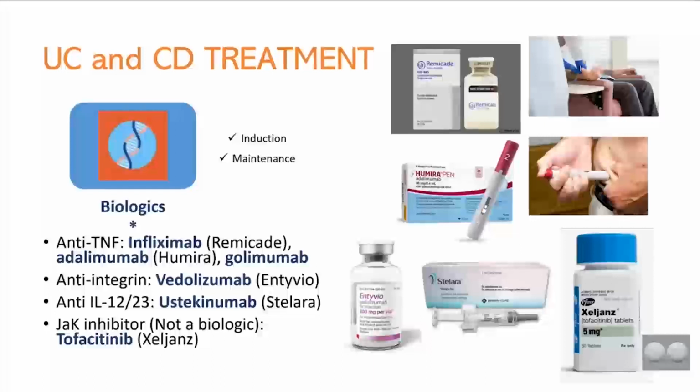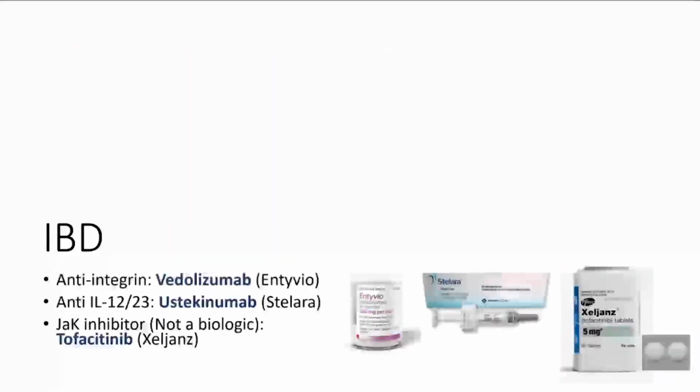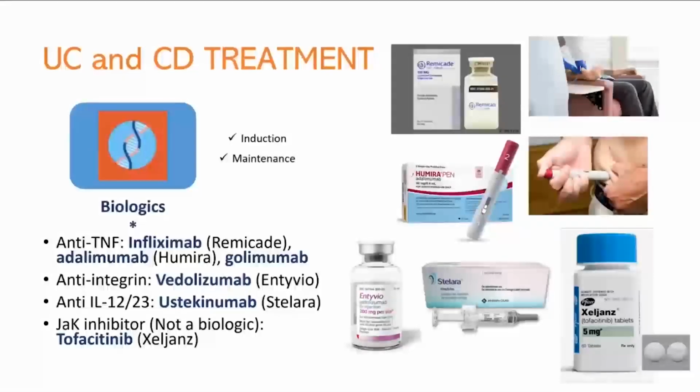There are other newer drugs, and one of them is this JAK inhibitor, which is not a biologic, but it's a DMARD that is usually used for other rheumatologic conditions. The name is tofacitinib or Xeljanz. So this is for you to have an idea of what is available. Any questions so far? Is this making sense? Okay, perfect.